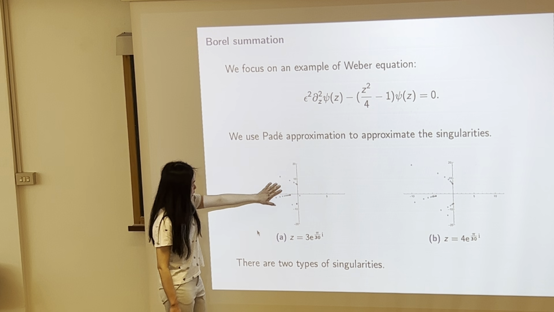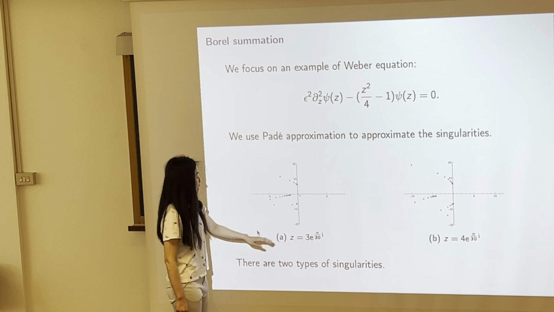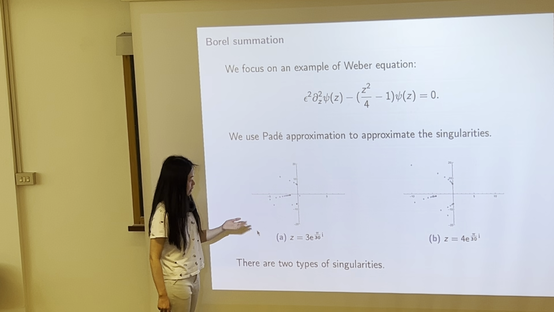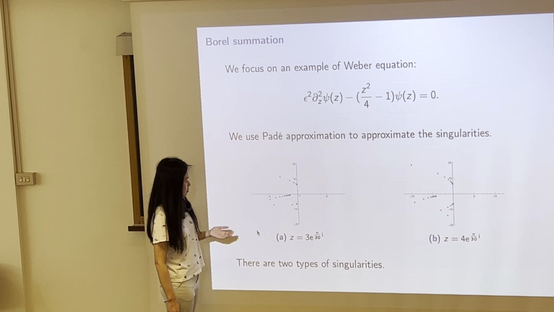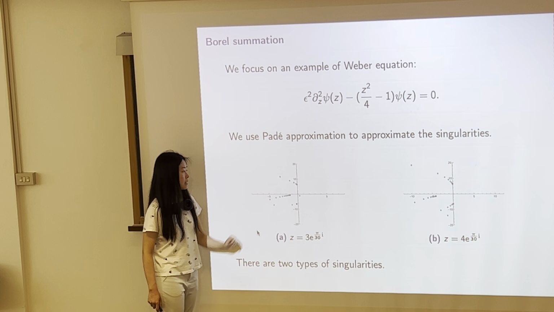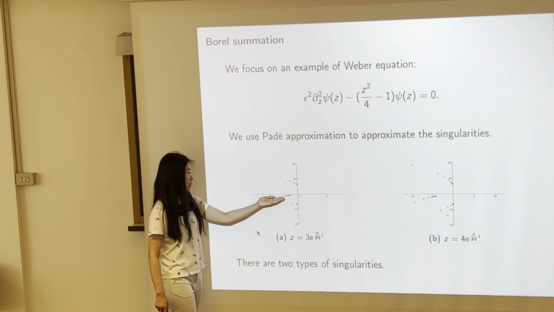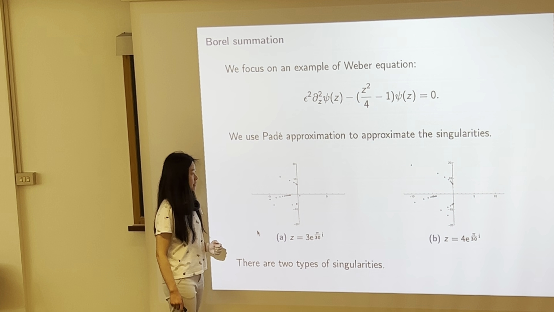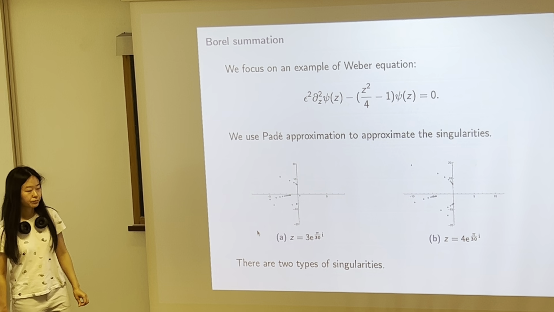And here are some examples of this Padé study of the Borel plane. As we can see, those blue dots are the poles, which are the singularities of this Padé approximation. And actually, not all of those poles have physical meaning. Usually, they form those series of poles, and we only look at the first pole in each of such series, and they give the approximation of the singularities.